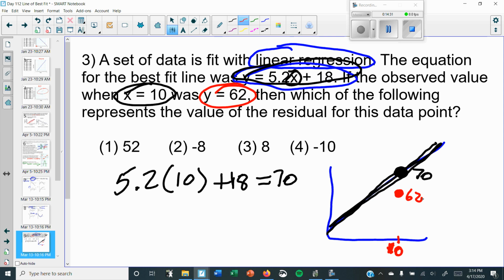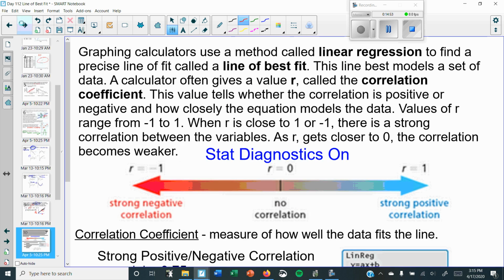So where do you see the dot? It's below. So if it's below, it will be a negative residual. Okay? So what's 62 minus 70? Negative 8. And there's your answer. Because we had to go down 8 from the predicted line to get to the actual point. Okay? Again, I know these questions get a little confusing. The part you really need to know is coming up.